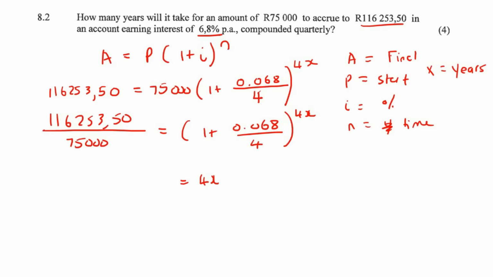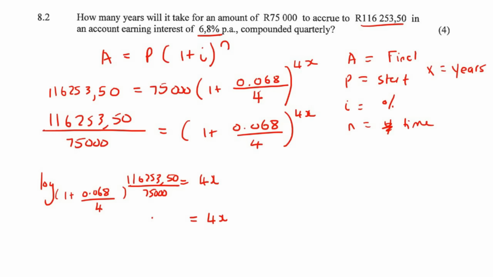Then you're going to say log, and then you put this part first. You could write it all out, but you don't want to round off at all. So I'm just going to keep it like this. And then I'm going to put 116,253,50 over 75,000. And then I'm going to type that all into my calculator. And that gives us 4x equals 26.